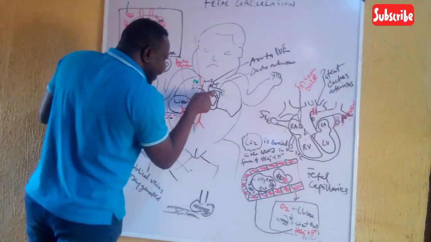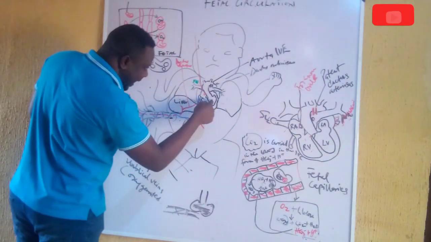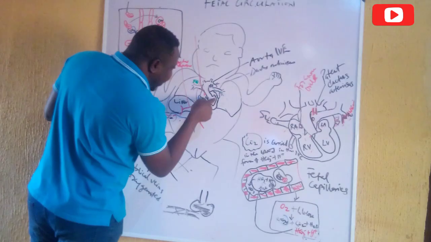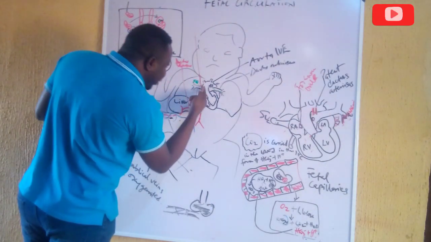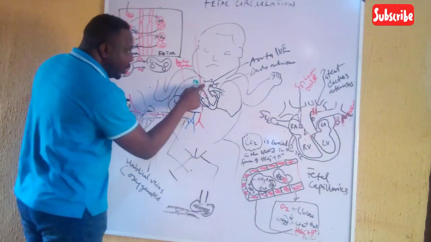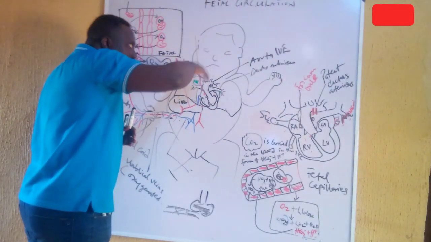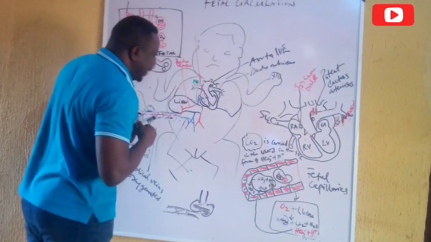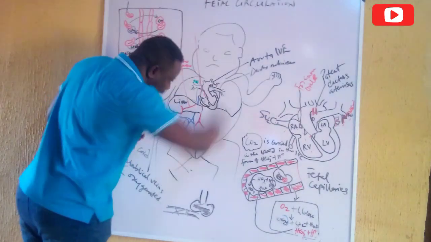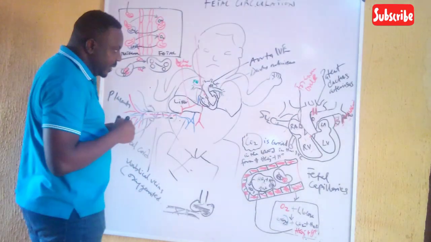Now, the blood that is coming from the inferior vena cava that is shunted through the foramen ovale into the left atrium eventually gets to the left ventricle. From the left ventricle, the blood is pumped into the aorta. Now, when it gets to the aorta, the majority of the oxygenated blood goes to the head of the fetus, and then some of the blood goes down to other tissues.